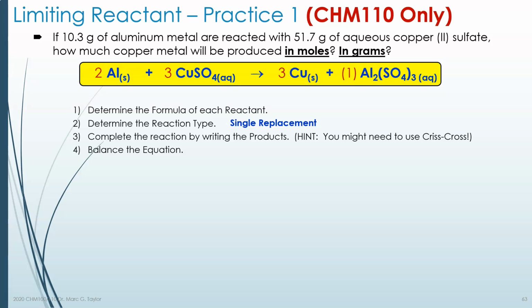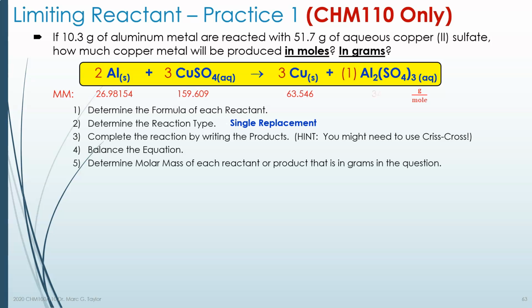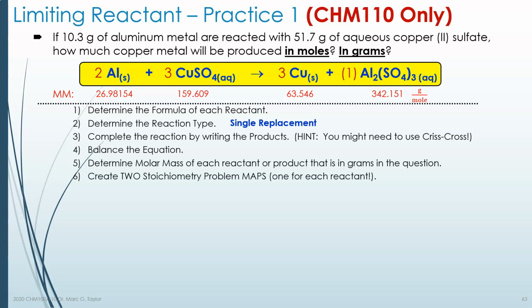We're given grams of aluminum. We're given grams of copper 2 sulfate. We're asked for grams of copper. So we need those 3 in grams per mole. And I just threw in one more in there, the aluminum sulfate at the end, just for fun. You don't need it in this particular problem, but you might need it in a follow-up problem. So now we have all our conversion factors. Now we create 2 stoichiometry problems, one for aluminum, one for copper 2 sulfate.